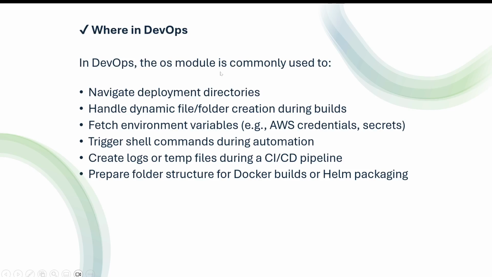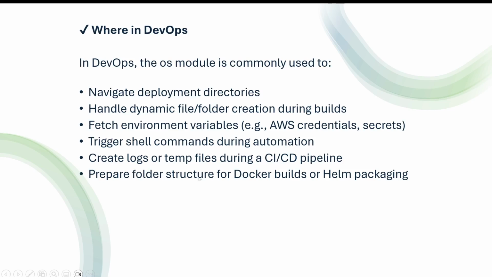So where can it be used in DevOps? In DevOps, the OS module is commonly used to navigate deployment directories, handle dynamic file and folder creation during builds, and fetch environment variables, for example AWS credentials or secrets. And then to trigger shell commands during automation. In case you have to execute anything related to shell commands, we can use this.